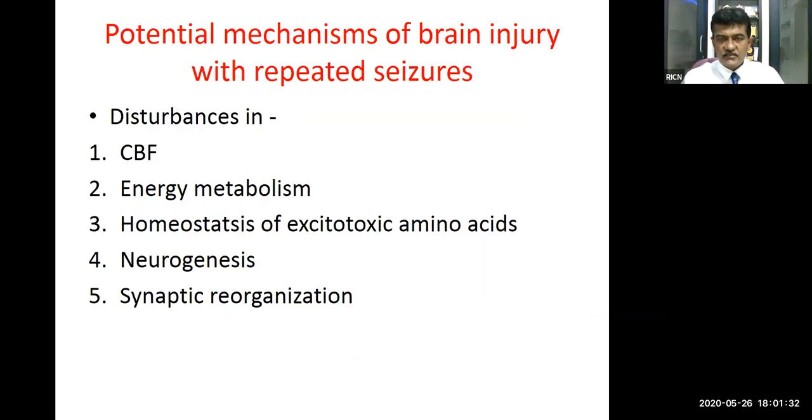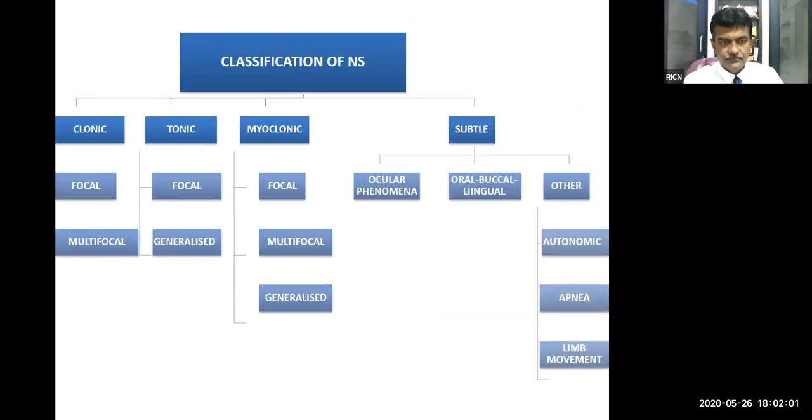So which are the mechanisms which lead to brain injury because of recurrent seizures? So it leads to disturbances in cerebral blood flow, which may increase or decrease. There will be problem with the energy metabolism, decrease ATP and increase ADP. Also, there is change in the homeostasis of excitotoxic amino acids, which increases. There will be difficulty in neurogenesis, and finally synaptic reorganization, which can lead to a lot of cognitive impairment and epileptogenesis in their later life.